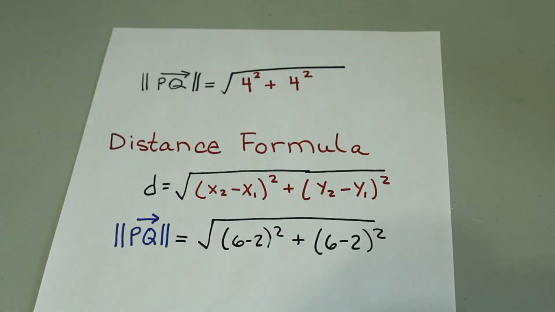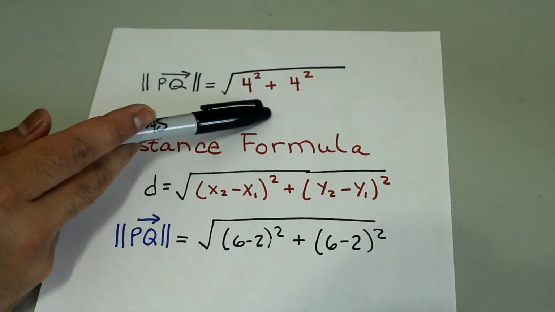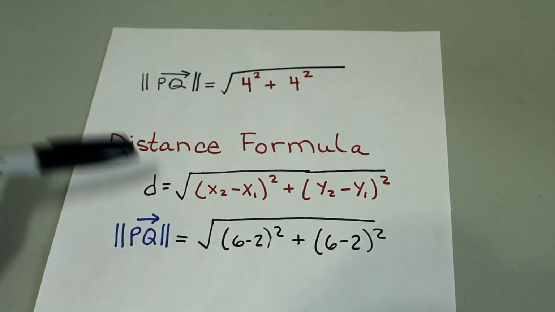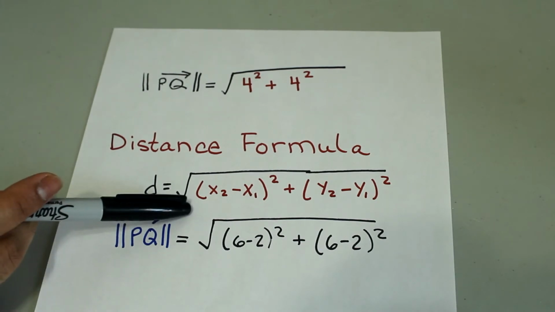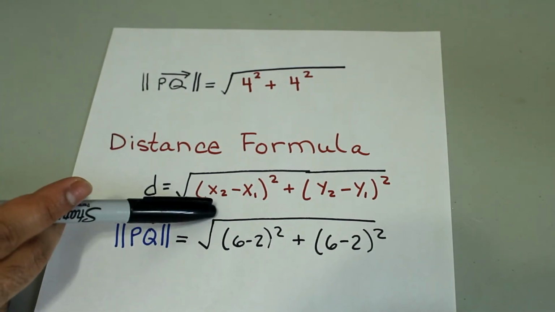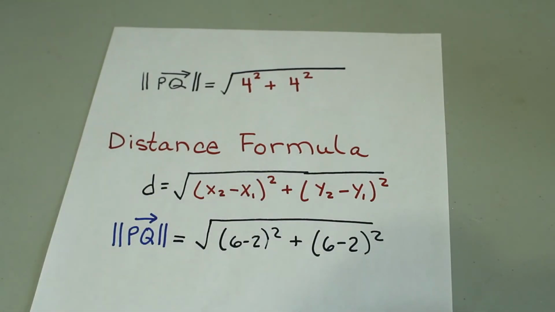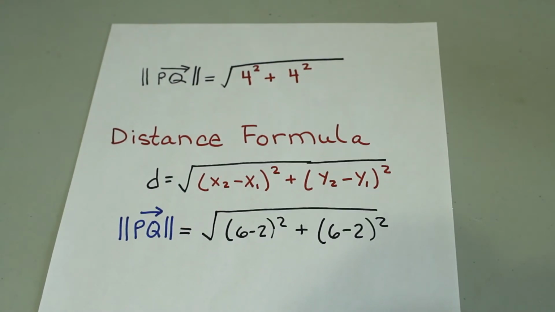Now if you wanted to find the magnitude, simply take the square root of the x component squared plus the y component squared. To understand why this works, think about the distance formula. The distance formula tells us that we take the square root of x2 minus x1 squared and add y2 minus y1 squared. And when we're looking at the vector, we're taking the x and y components of the terminal point and subtracting the x and y components of the initial point from it. So essentially we're using the distance formula.